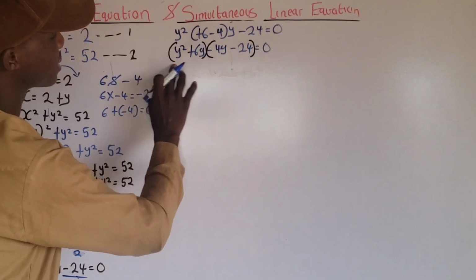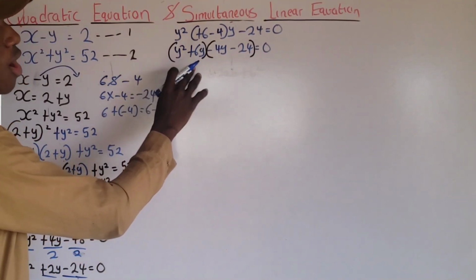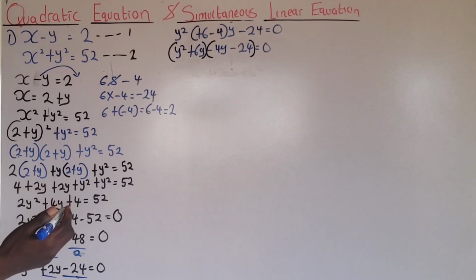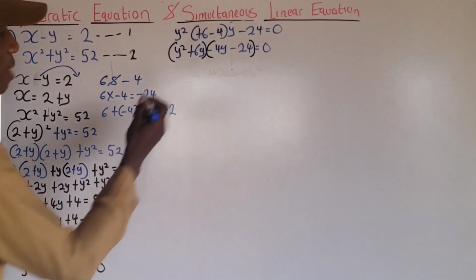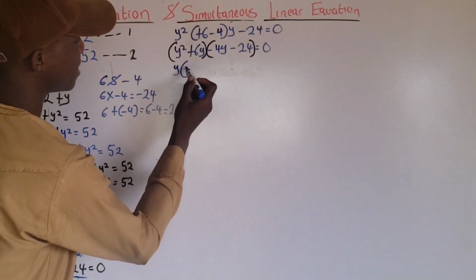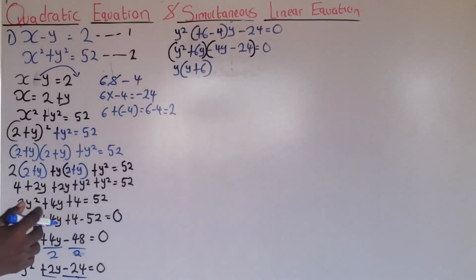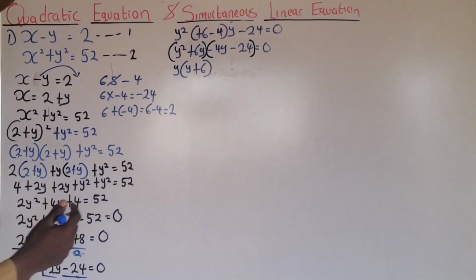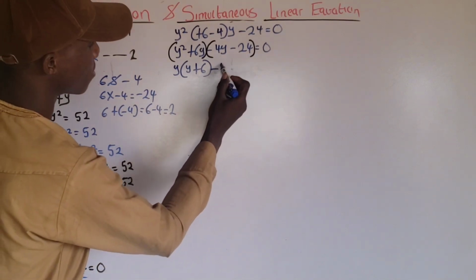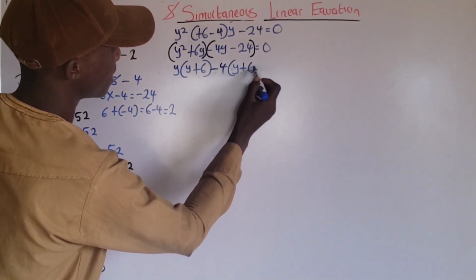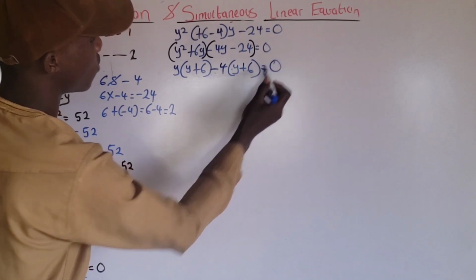Let us start with the first bracket. What is common to y squared and plus 6y? The common term is what? Is y. So I'm going to have y into bracket y plus 6. Then what is common to negative 4y and negative 24? The common term here is negative 4. So I'm going to have negative 4 into bracket y plus 6, okay, equals to 0.